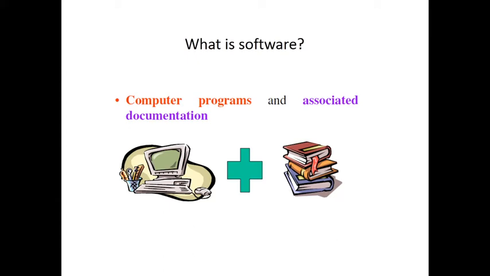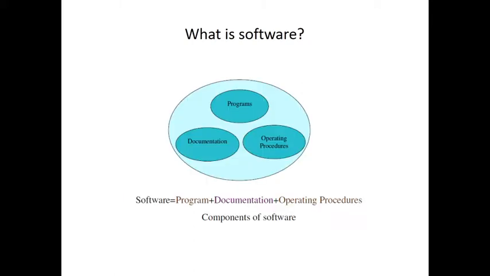What is software? It consists of computer programs and associated documentation. Clear with this? Then what does that software consist of? Those are its components, right? Graphically representing, to make it more clear, it consists of programs, operating procedures and documentation. So what are this documentation and these operating procedures?